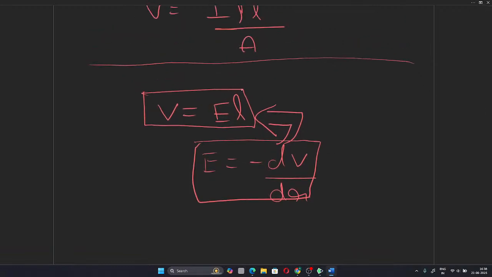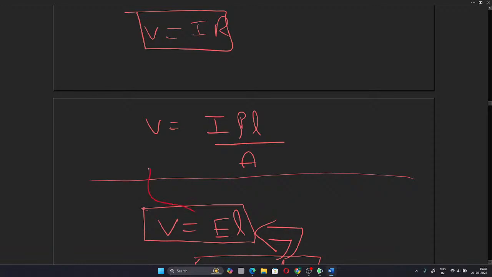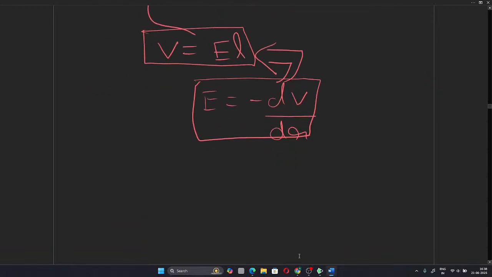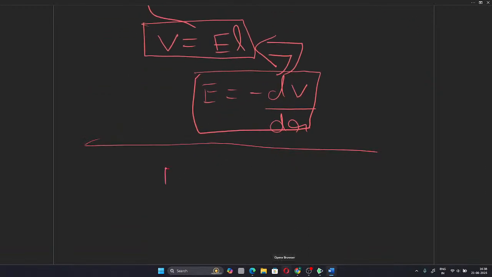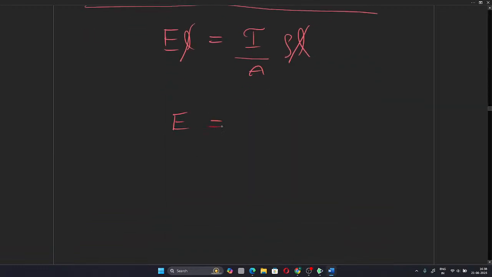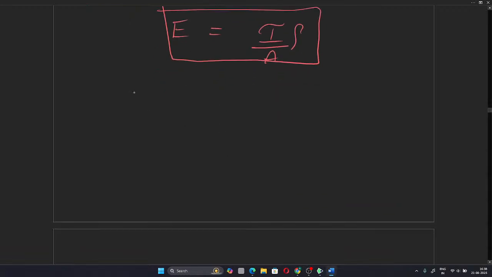Now substitute this value in this equation. We will get that EL equals I by A rho L. L cancels. We will get E equals I by A rho. And we have a new definition for I by A, which I will define right now.